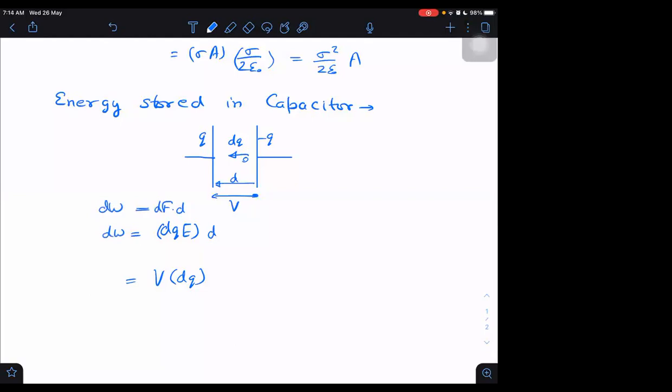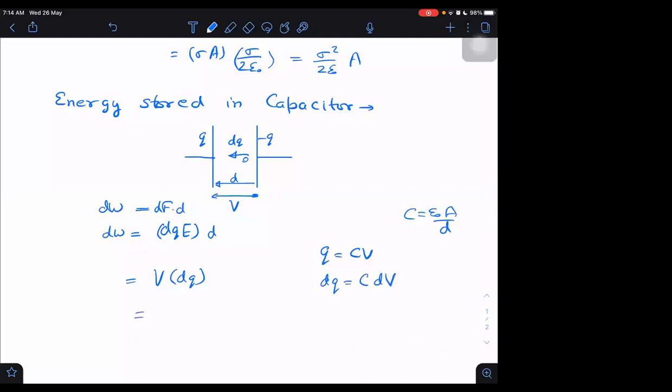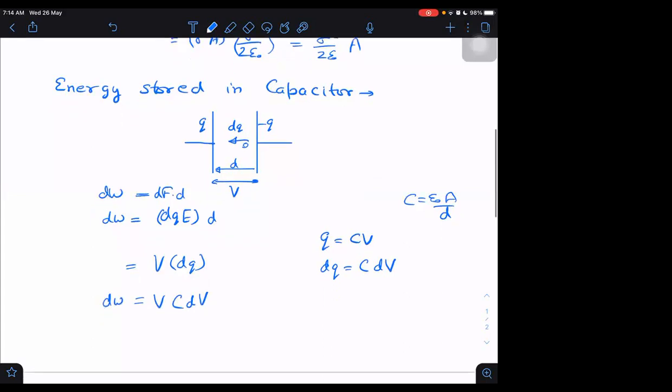We also know that q is equal to C into V, capacitance into V. Is the capacitance changing in the process of transferring the charge? Let us check. Capacitance depends on epsilon naught, A, and d, which remain constant. The dimensions remain constant, so the capacitance is not changing. It means I can write dq equals C, which is like a constant for me, into dV. Then I can write V into C dV. This is the work done. Then integrate it.